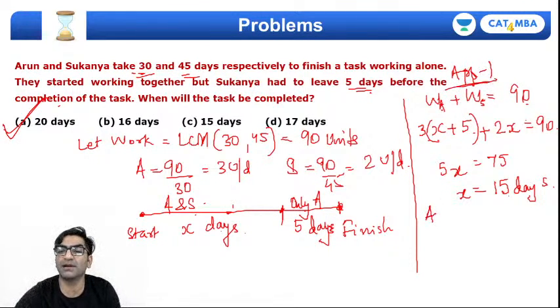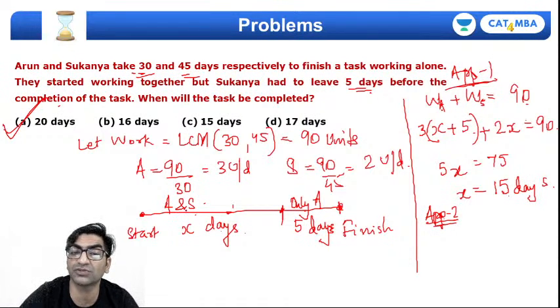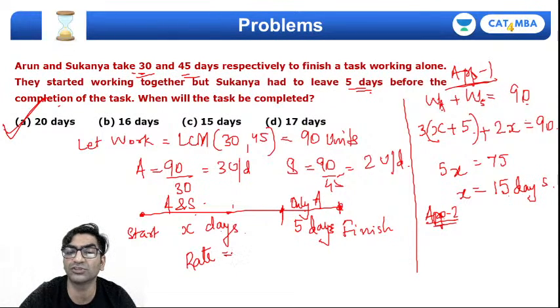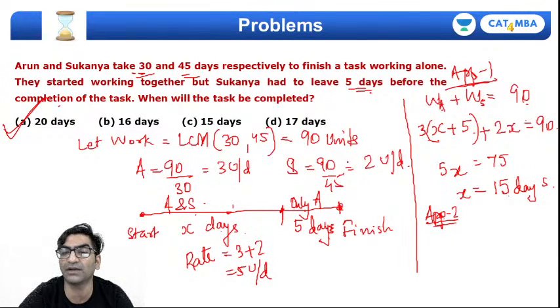But remember, there is a second approach, approach 2. Instead of working with individuals, you could also break this down into 2 segments. First segment of X days, which is when Arun and Sukanya worked. So the rate in that first segment will be Arun's rate plus Sukanya's rate. So 3 plus 2, that's 5 units a day. And the rate in the second segment will be that of Arun, which is 3 units per day. So you'll say W1 plus W2, work in segment 1 plus work in segment 2, should be 90.